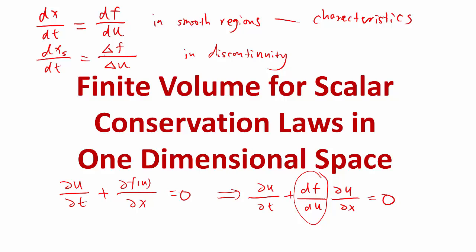Instead of df du, a differential, it is a delta f over delta u. It is a finite difference. And in the special case of Burgers' equation, this delta f over delta u is basically the average of the characteristics on the left side and on the right-hand side of the shock wave. All right, that's what we have looked at in terms of the analytical behavior of conservation laws last lecture.